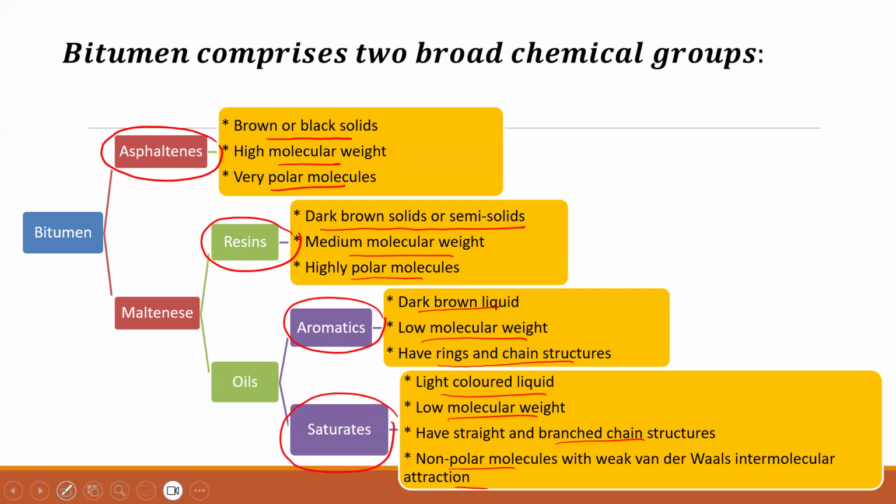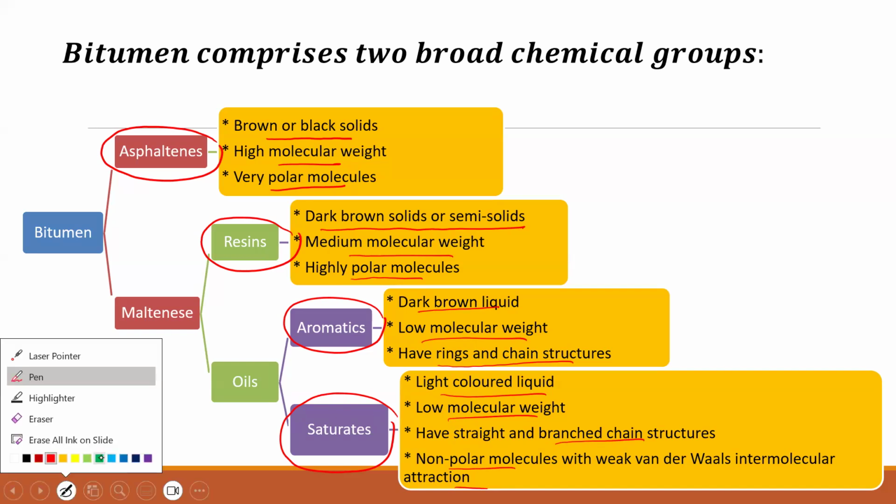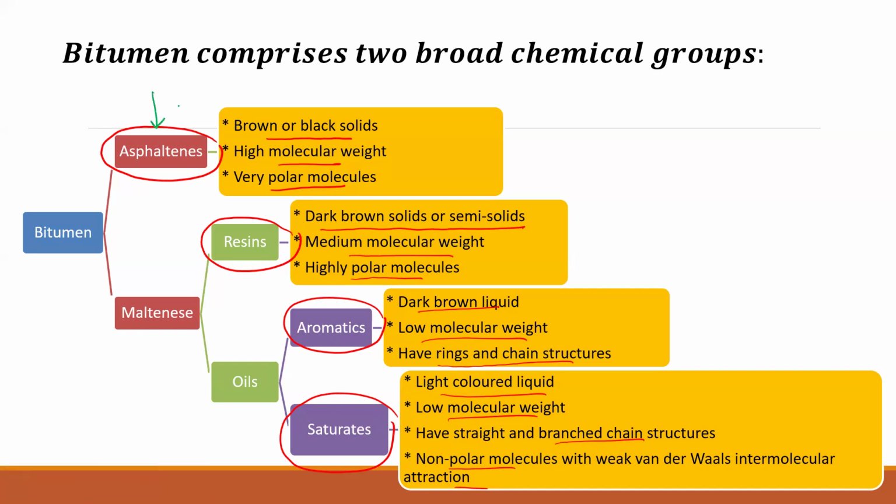When we consider asphaltenes together, we call them micelles. Have you heard of the name micelles? We say micelles are dispersed in the maltenes, which is the oily phase. The maltenes, or the oily phase, consists of resins, aromatics, and saturates.